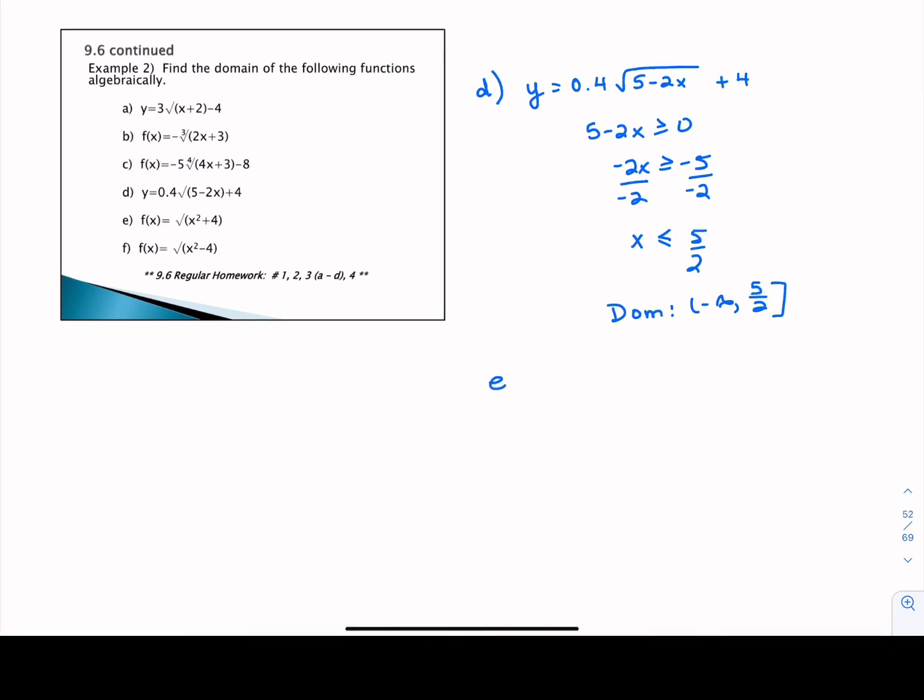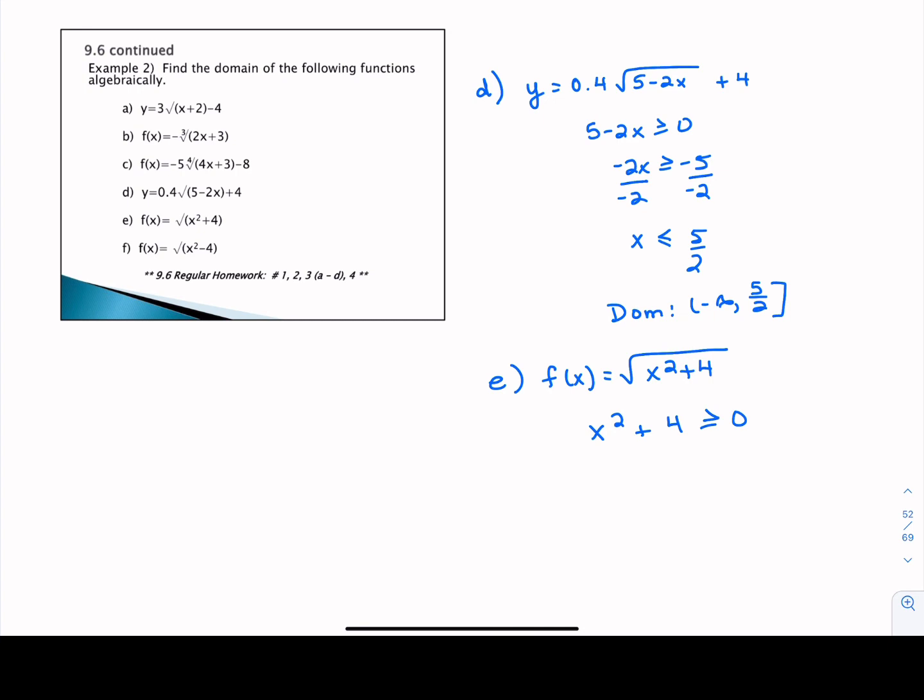In part E, we have an unusual radicand here. So we are given the function f of x equals the square root of x squared plus 4. Again, this is an even index root, and what we have to be sure of is that x squared plus 4 is greater than or equal to 0. Now, be very conscious of what's happening on the left side of this inequality. This is not just an x, this is an x squared. So if you can imagine choosing an x value and squaring it.